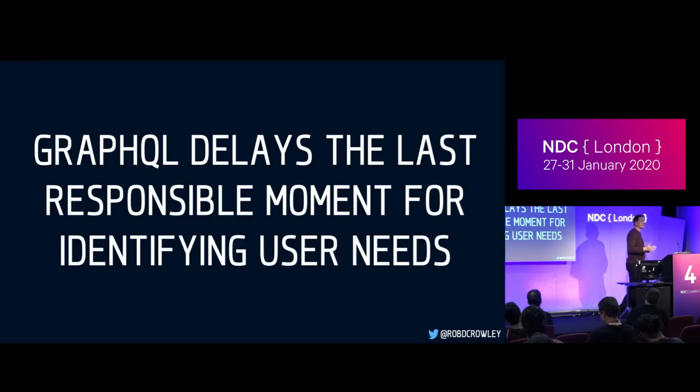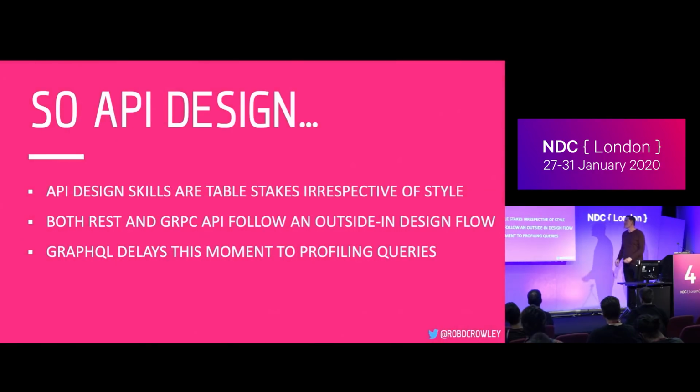But again, it's a good tactic to deal with uncertainty, or if you're going to have multiple consumers, each with very different needs. So API design is absolutely table stakes, irrespective of the style. Both REST and gRPC follow an outside-in approach where you have to define the operations on the interface. GraphQL is different and can let you deal with uncertainty in a slightly different way. It really allows you to then see how users are actually executing against the graph at runtime. But again, there's an inherent risk in that too.